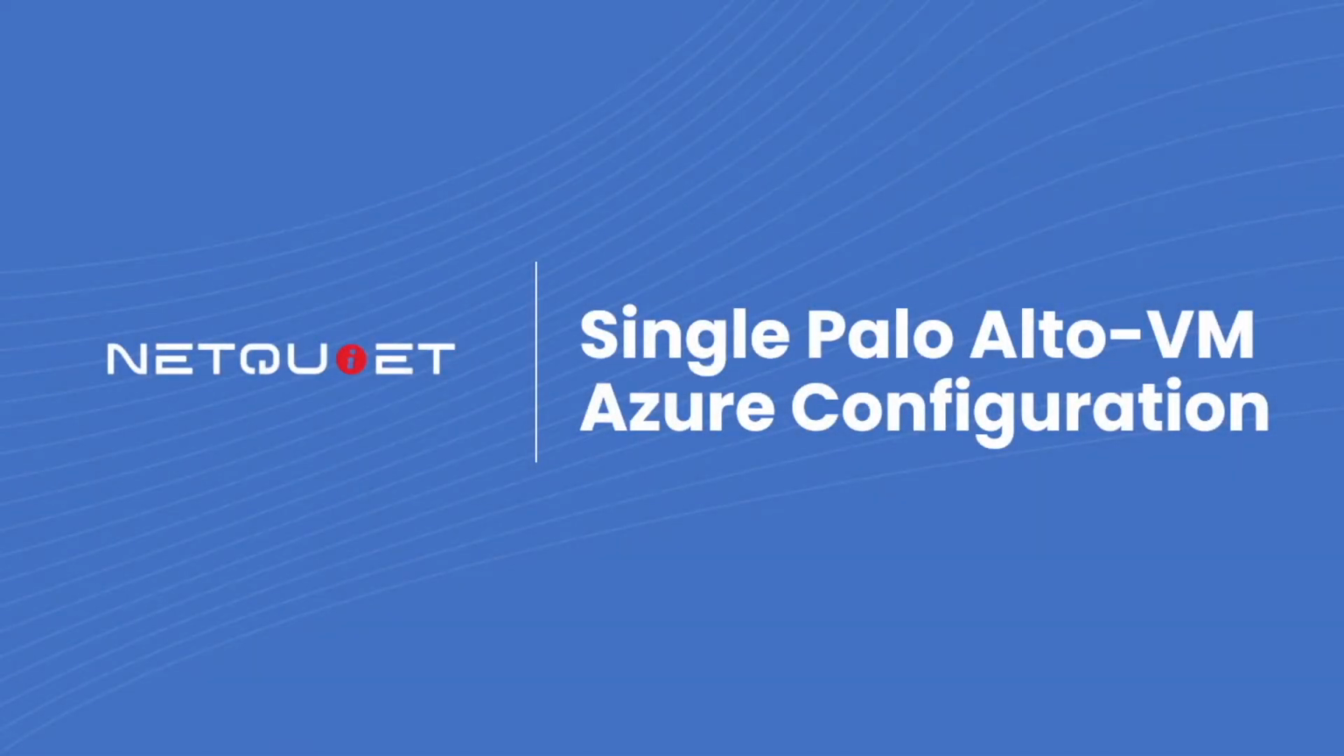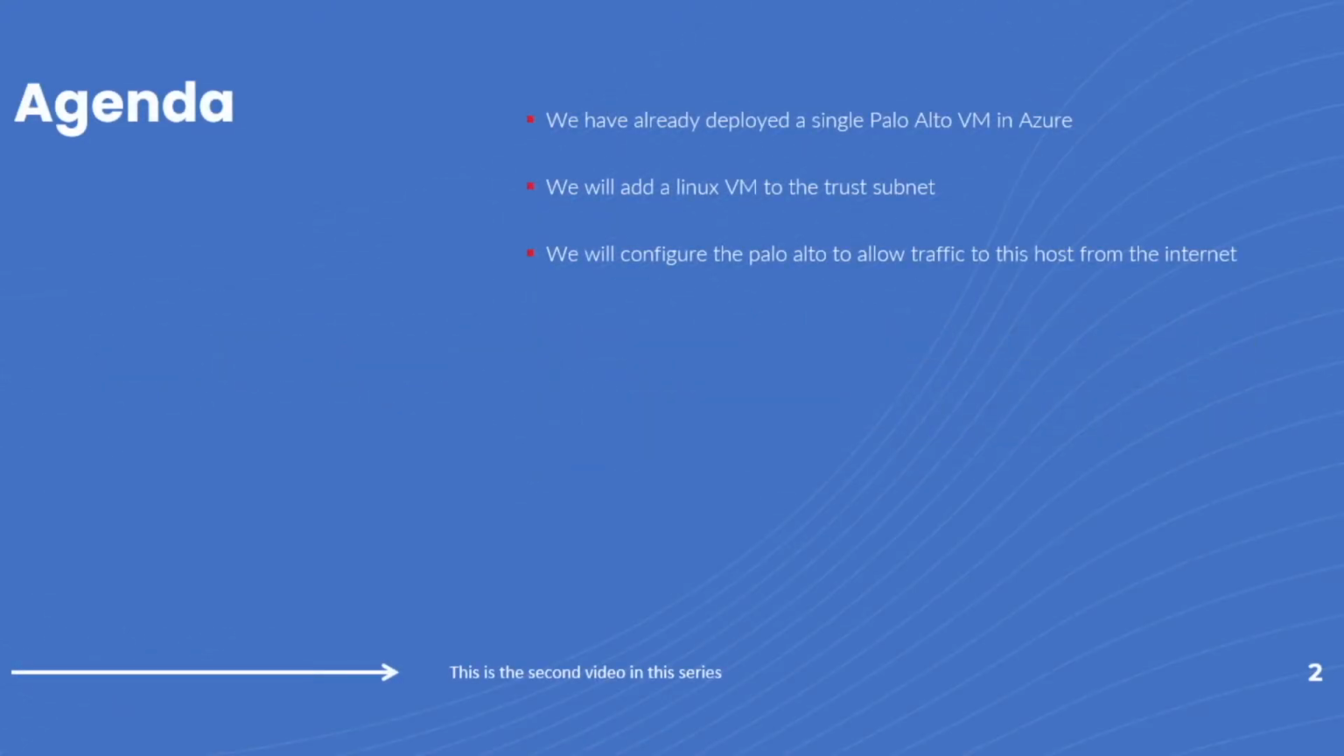I'm your host Travis, and today I'll be doing another video on configuration of the Single Palo Alto VM in Azure. If you're watching this video, then in the last video we deployed a Single Palo Alto VM in Azure. We did some initial configuration, and today we're going to be adding a Linux VM into the Trust subnet in Azure. We'll also be configuring the Palo Alto to allow traffic flows to the host from the internet.